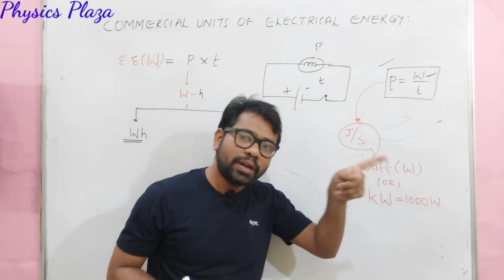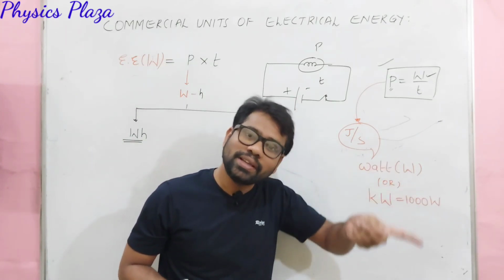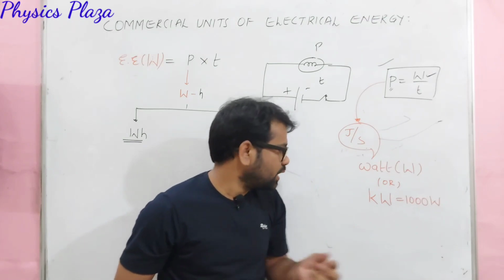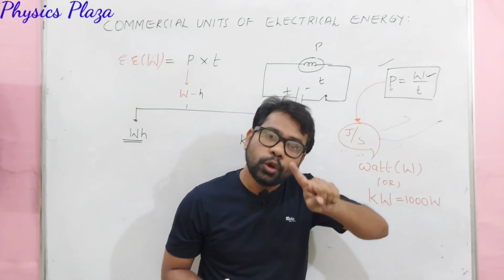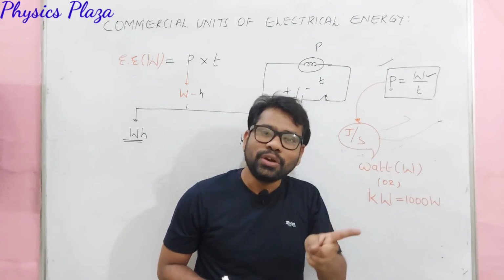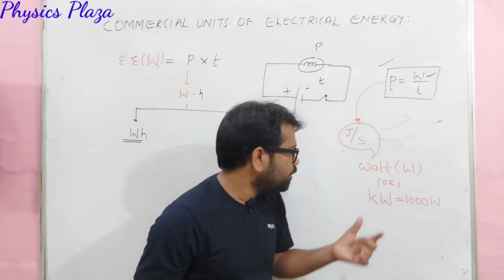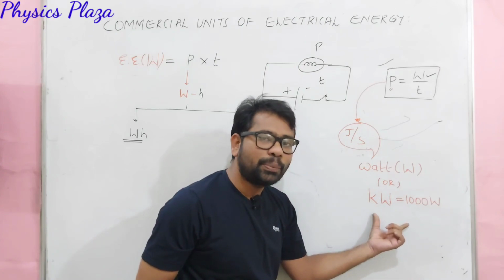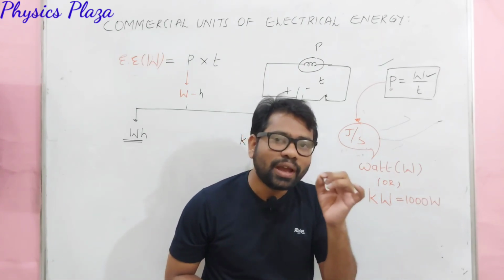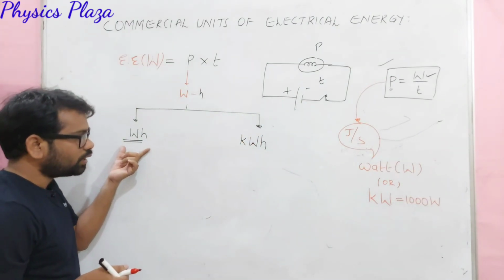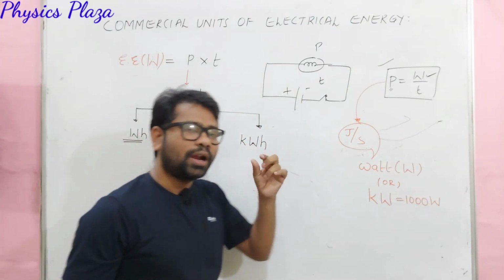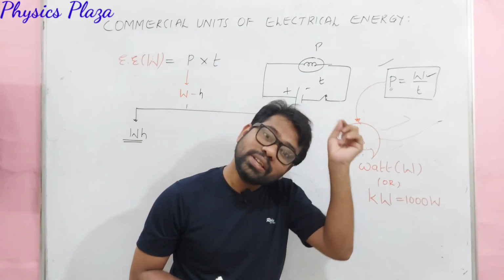Watt is a unit of electrical power, but watt hour is a unit of electrical energy. Kilowatt is a unit of electrical power, whereas kilowatt hour is a unit of electrical energy. That means when power is multiplied with time, we get electrical energy. Now we will see what a watt hour and a kilowatt hour are and how they are related to the SI units of electrical energy.